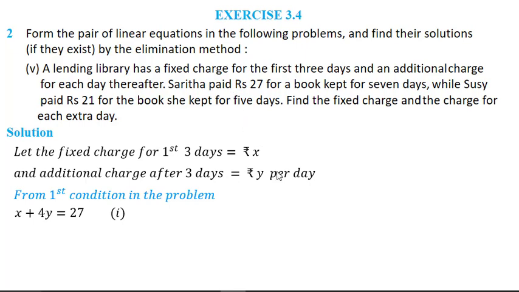And as per the second condition, we have x plus 2y. Now for 5 days we have taken the book. Out of those 5 days, for 3 days the cost is rupees x, and for the remaining 2 days the cost will be rupees 2y. So x plus 2y is rupees 21. Now I have these two equations.